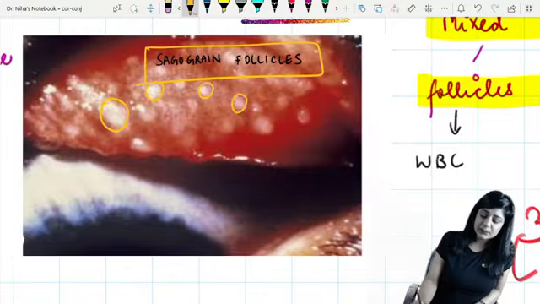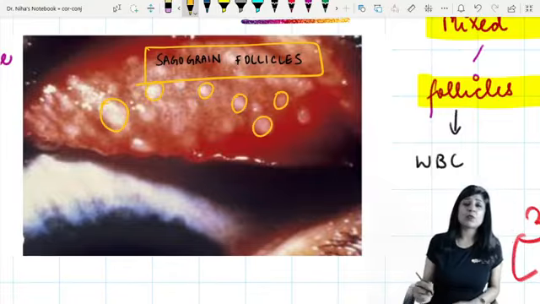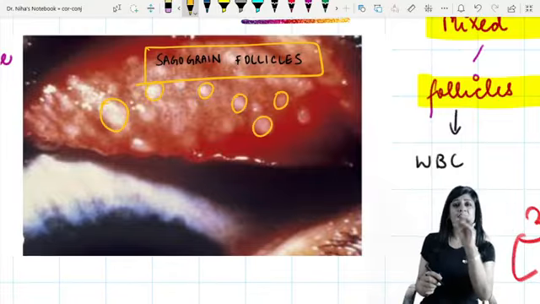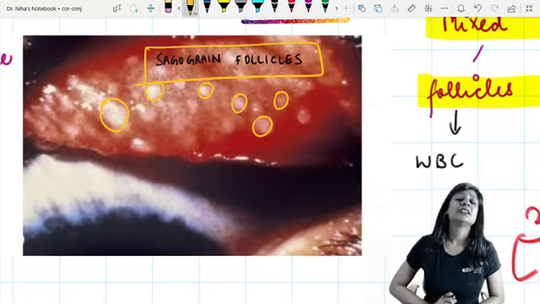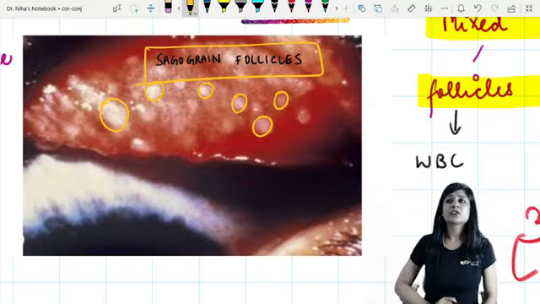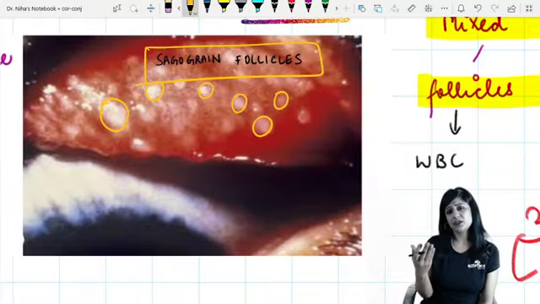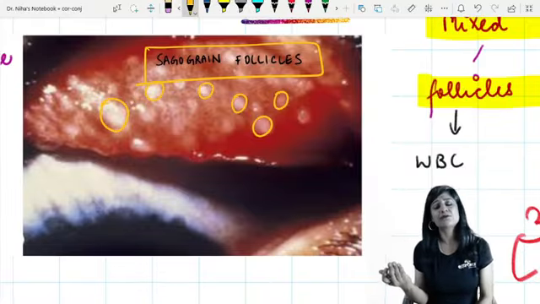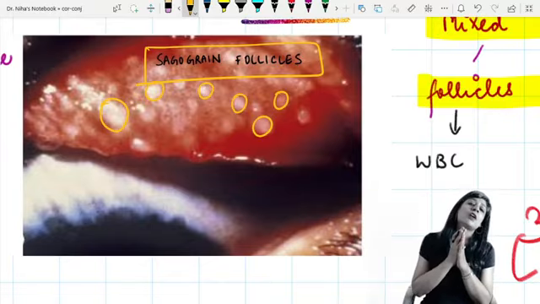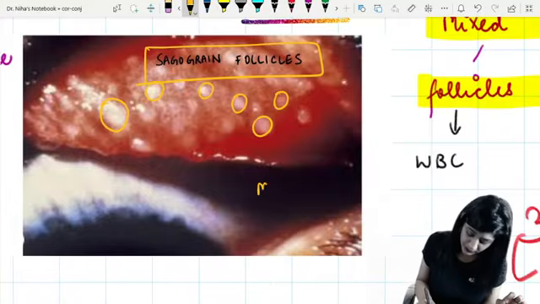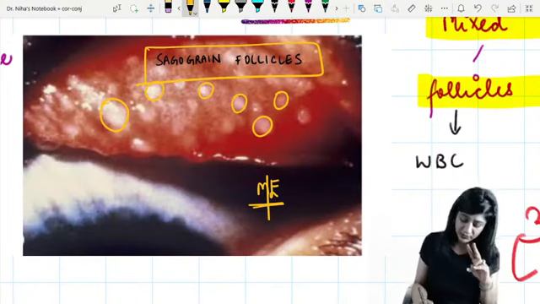You are seeing this pearly white color. So these pearly white follicles that you are getting, these are called sago grain follicles. Now sometimes you have a confusion whether or not these are sago grain follicles. Then what we can do is microscopy. So when you do the microscopy, you will get 2 things.